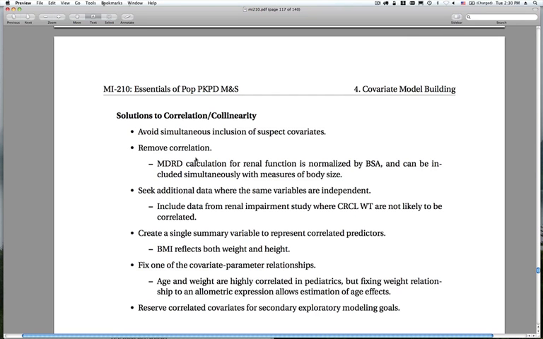Another possibility is you could fix one of the covariate parameter relationships. For example, in pediatric PK analyses, age and weight are highly correlated because of the dramatic increase in body size as age increases. So it makes it very difficult to estimate effects that are age dependent from those that are body size dependent. However, if you fix the weight effect, maybe to some known physiologic relationship such as an allometric expression, that allows you to estimate the remaining age-related effects.